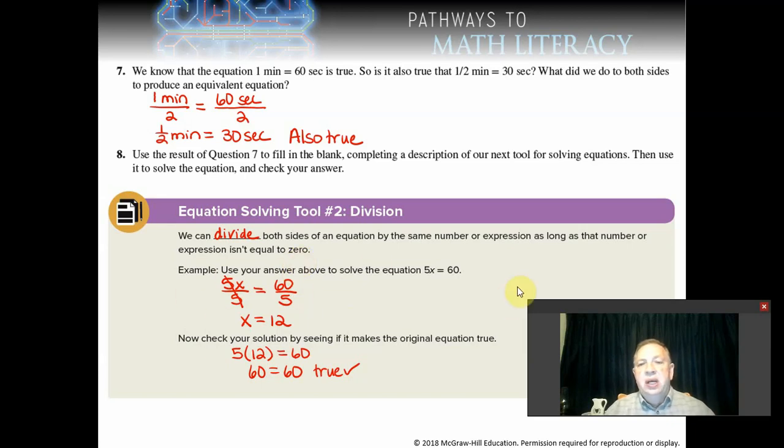So here, I want to use this to solve 5 times x is equal to 60. Well, if I divide both sides by 5, that 5 is going to cancel. This is 5 times x divided by 5 is just x. And then 60 divided by 5 is 12. So here x is equal to 12. So let's check it. If I stick 12 back in here, does 5 times 12 equal 60? Yes. So that's a good solution. It's true. Started with assumed true, worked with the division, and got it to be true.